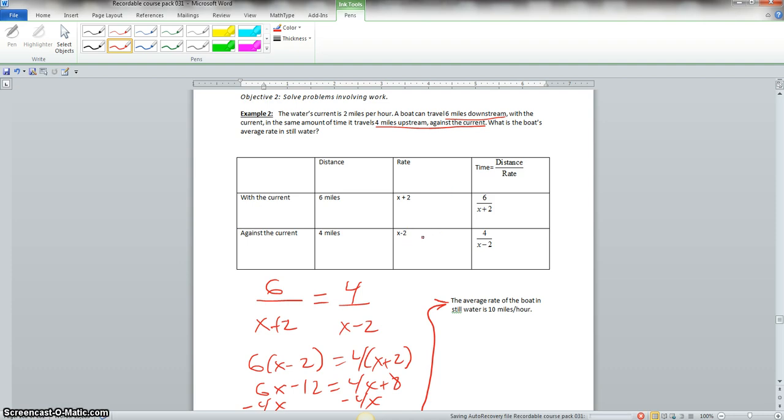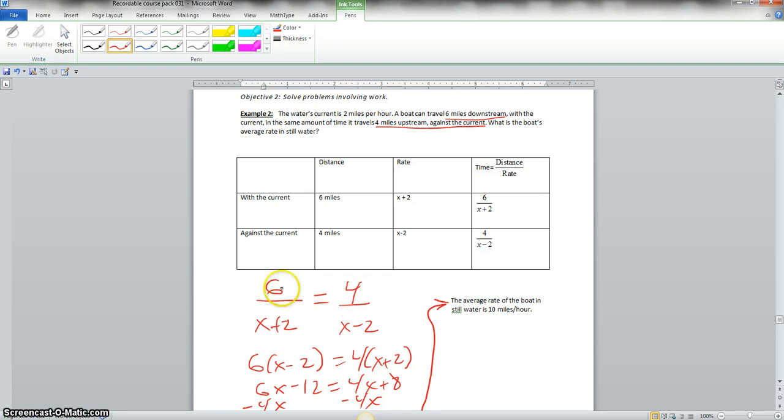Now we write this in time, our distance divided by our rate. So we take 6 divided by x plus 2, and 4 divided by x minus 2. Now we set this up as a proportion: 6 over x plus 2 equals 4 over x minus 2.